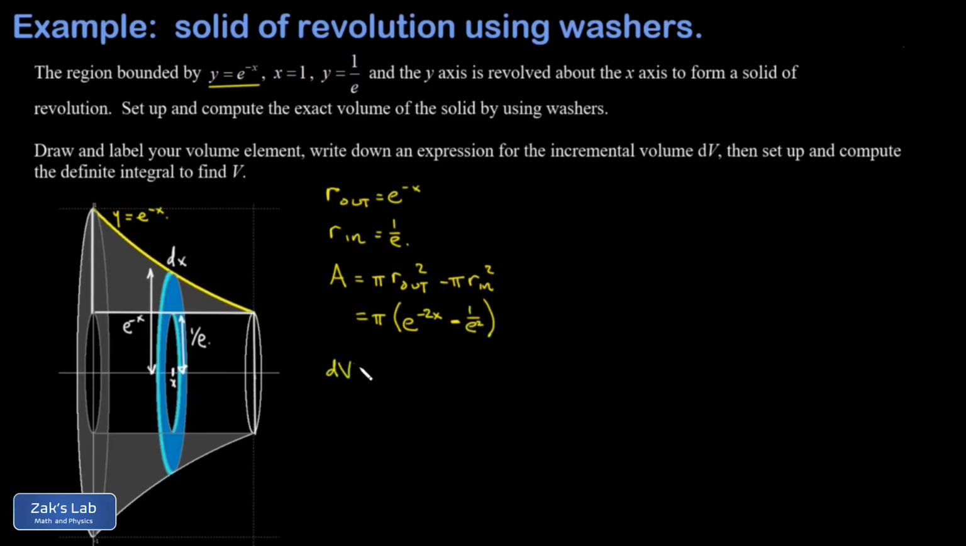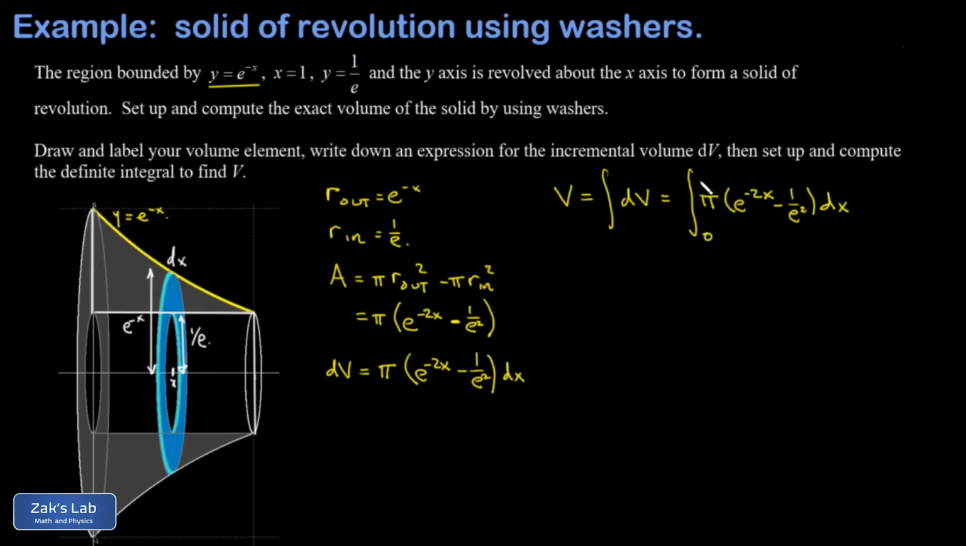Now the volume of this little contribution, we're going to call that dV because it's infinitesimal. It's given by this area, pi times the quantity e to the negative 2x minus 1 over e squared, multiplied by the thickness, which was dx. With our volume contribution phrased entirely in terms of x, we're ready to add these up using an integral. So the total volume is the sum of all the volume contributions, and we plug in the expression for our volume contributions. And we add all these up as x goes all the way from 0 to the terminating value, which was x equals 1. I'll go ahead and factor a pi out before I do the antiderivatives.